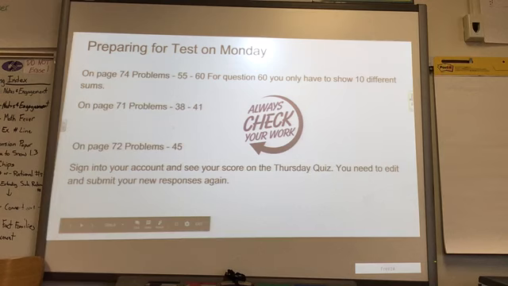Can I share someone's word problem for 59 and 58? Because this is by far the most difficult part of the test coming up. All right.